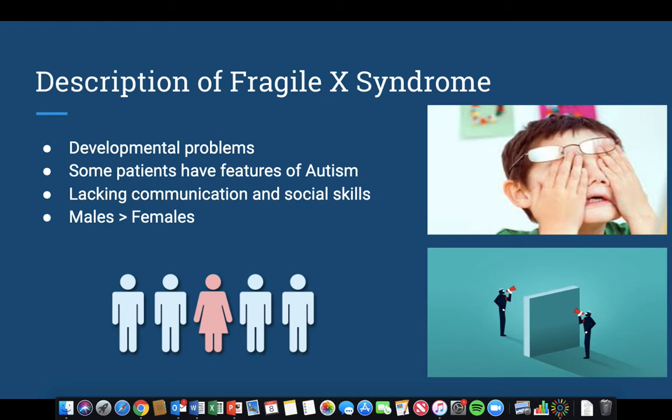According to the US National Library of Medicine, Fragile X syndrome occurs in approximately 1 in 4,000 males and 1 in 8,000 females. But interestingly enough, most males with Fragile X syndrome have mild to moderate intellectual disability, while only 1/3 of affected females are intellectually disabled.